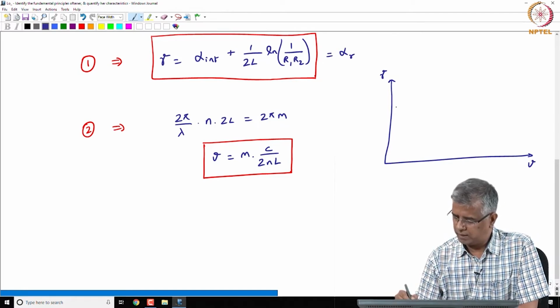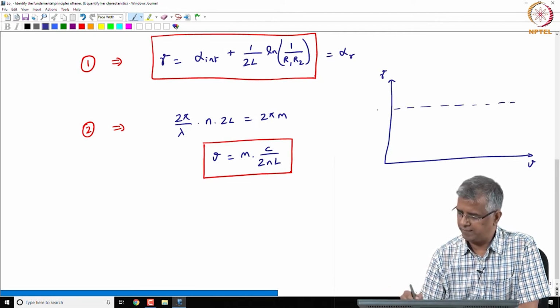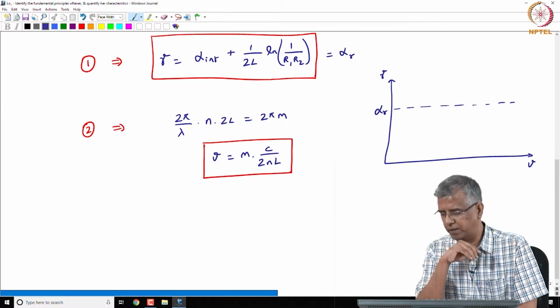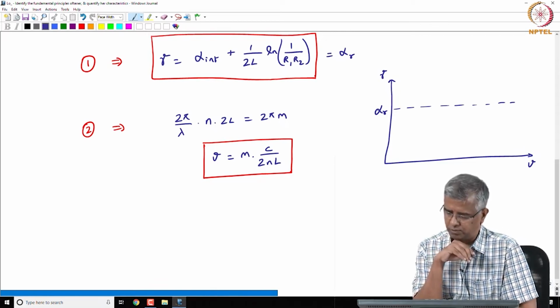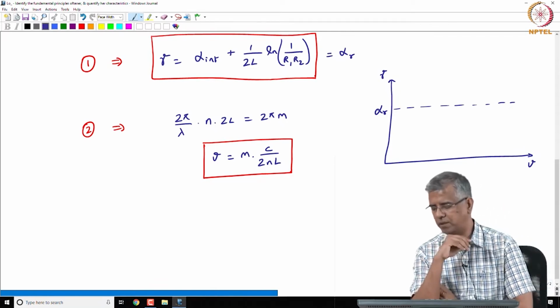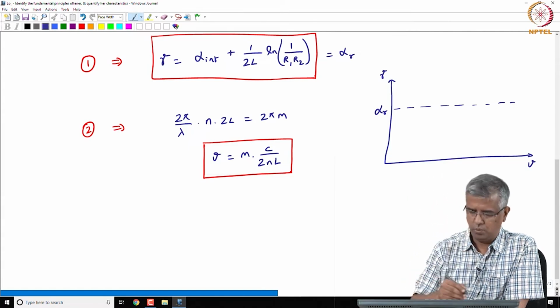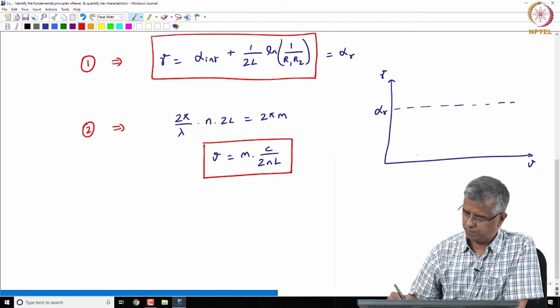For a given cavity we have a certain loss that is given by alpha r. So, that is the level that we have. Both gamma and alpha r are in terms of inverse centimeters, or you can think of it as inverse meters, right.